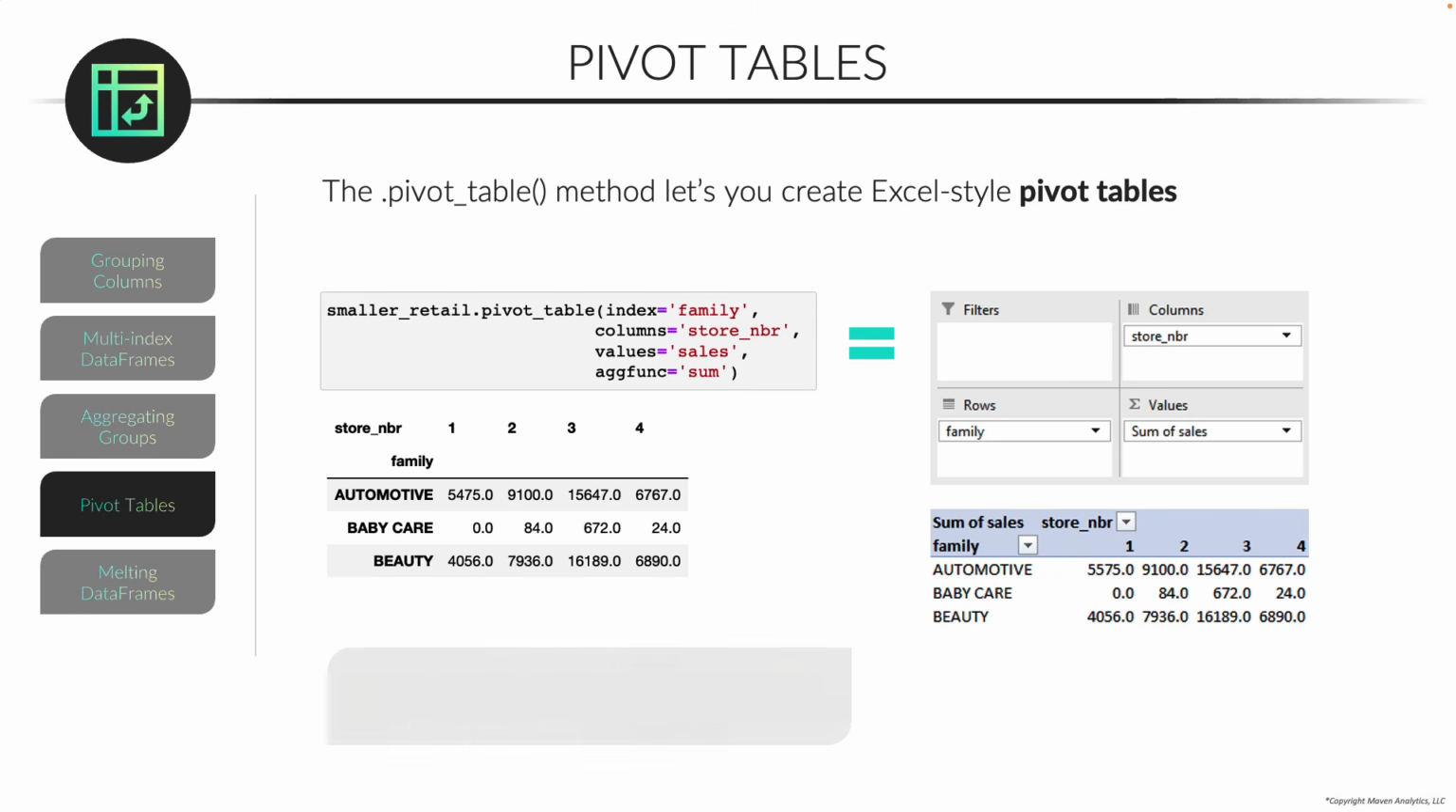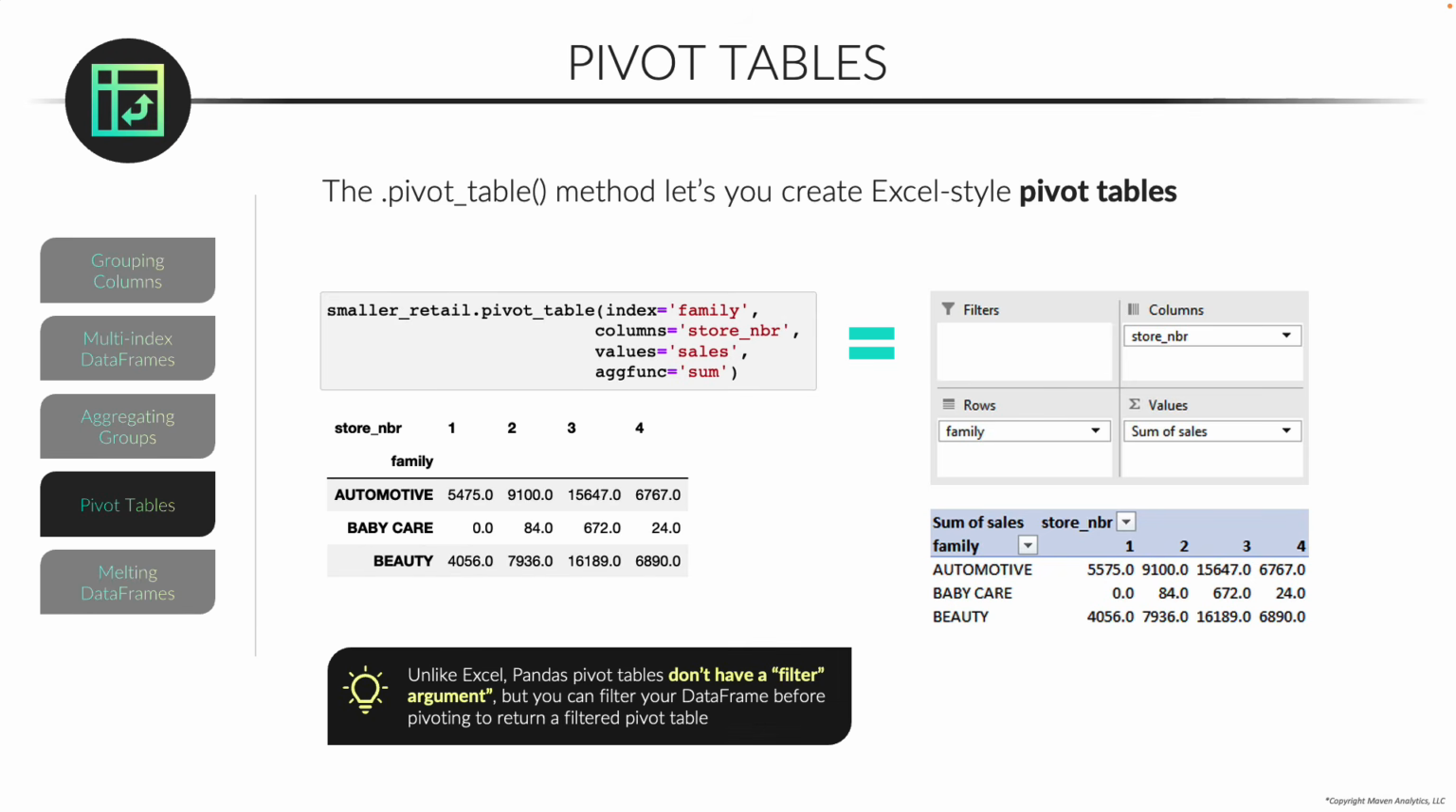Otherwise, it's very easy to create the same pivot tables we would in Excel, in Pandas, and vice versa. One of the major differences is that we don't have a filter argument in Pandas, but that's because we can easily filter our data frames by using the query method, Boolean logic, and other tools that we already have learned in this course. So we can always filter our data frame before creating that pivot table, and we can create the exact same pivot tables you would in Excel.